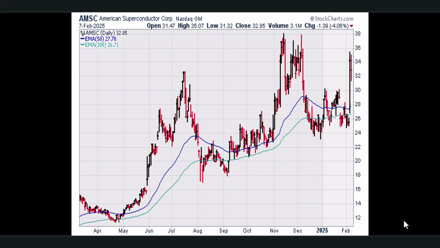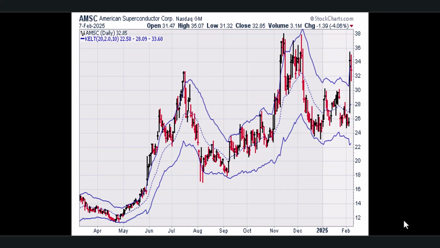Now we're going to take a look at the daily chart. A stock is in a bull trend on a daily basis if the 50-period or 50-day exponential moving average is above the 100-day exponential moving average. The blue line is the 50-day EMA line, and the green line is the 100-day EMA line. The blue line has been above the green line since the chart started, so the daily trend in AMSC is up.